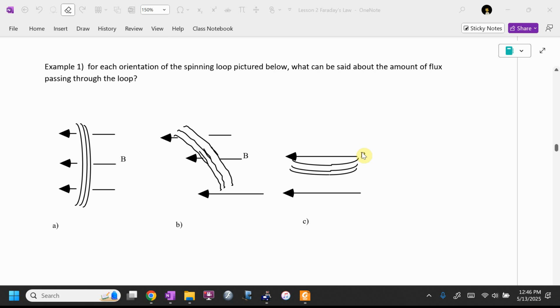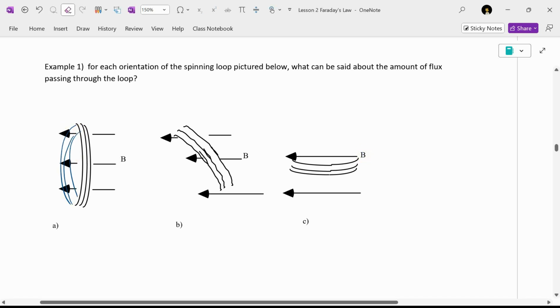Example 1 says, for each orientation of the spinning loop pictured below, what can be said about the amount of flux? I only drew the front half. You have to imagine the second half of the loop is back there. I just didn't bother drawing it in.